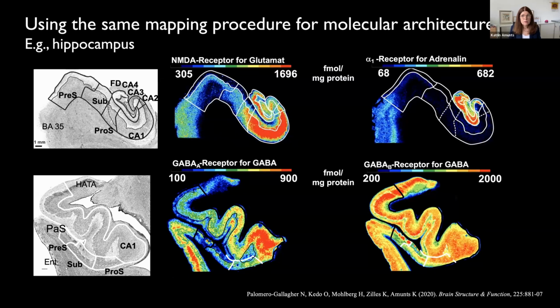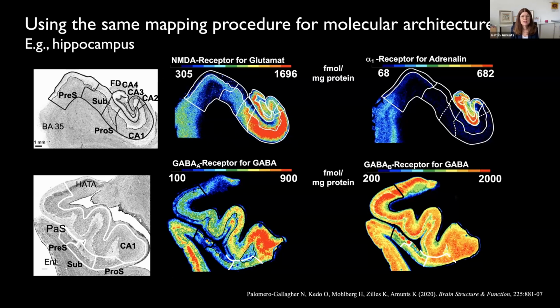Let me also add in my talk that, of course, beyond cellular architecture, we are addressing the receptor or molecular architecture of the human brain, and this is one example of the hippocampus.